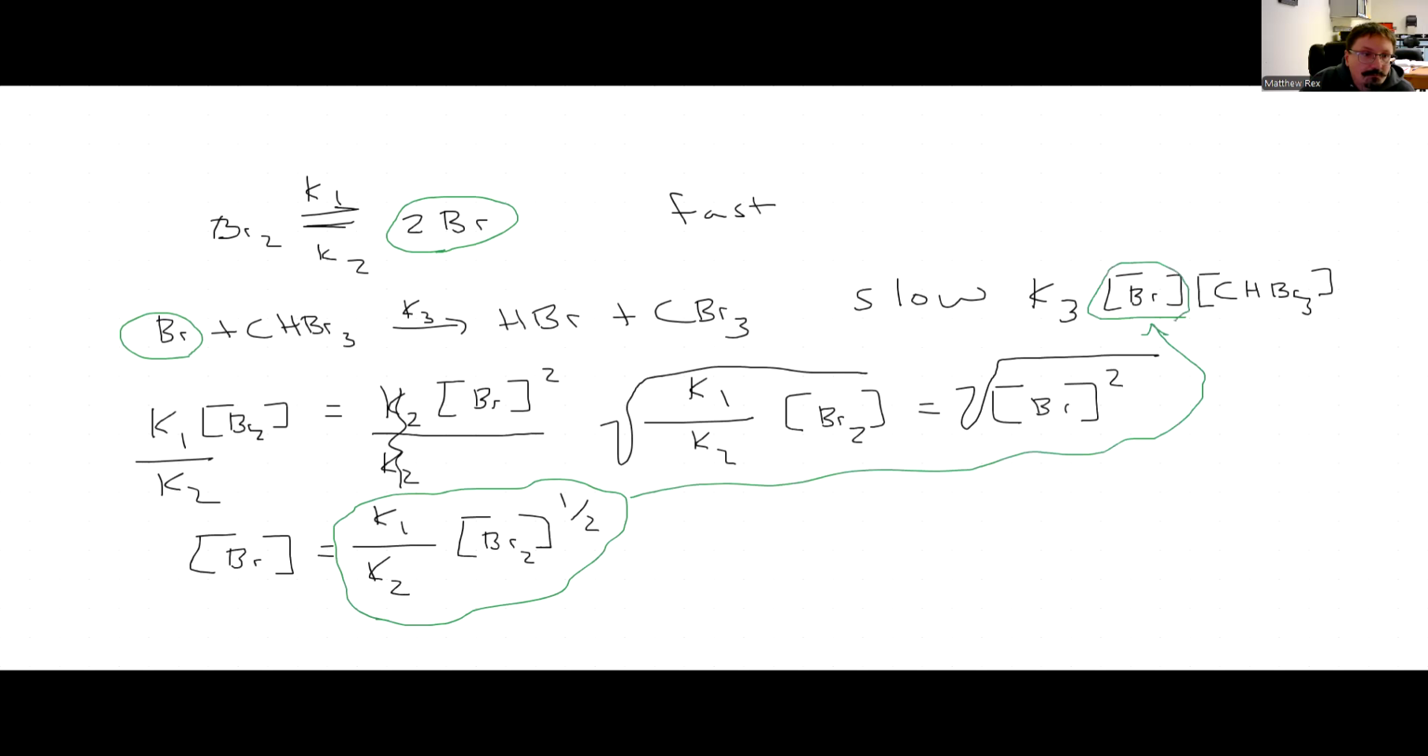If I do that, what I have now is K1, K3 over K2, times Br2 raised to the 1/2 times CHBr3. And right here I have a constant times a constant divided by a constant. I'm just going to rewrite all my little sub-constants as the actual rate constant for this reaction. So that should have been answer D there. All right.